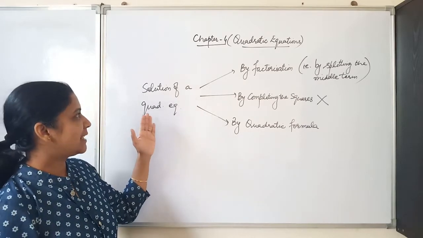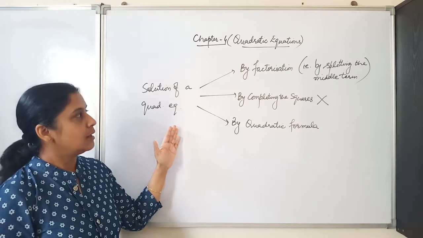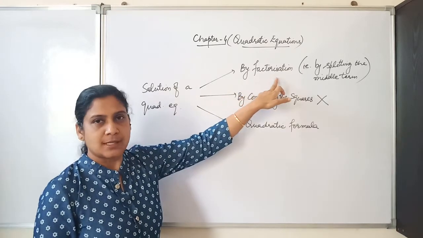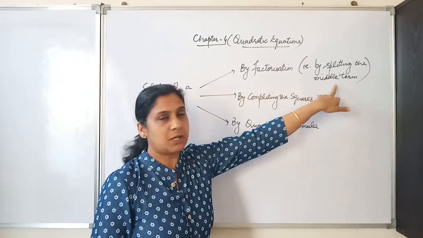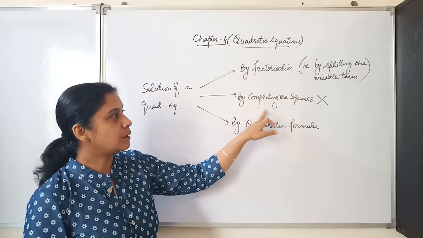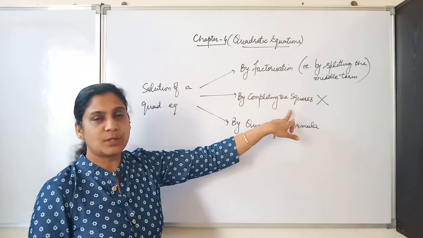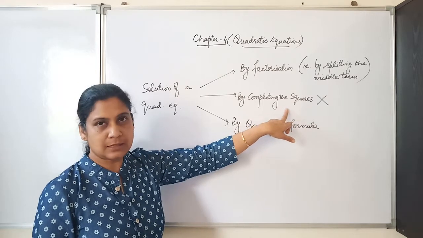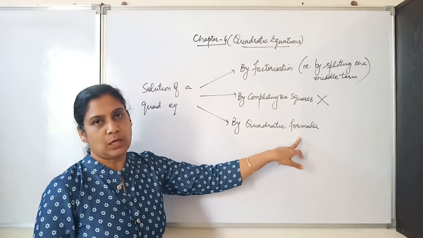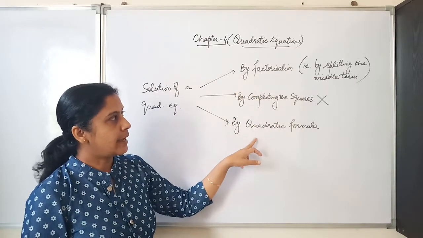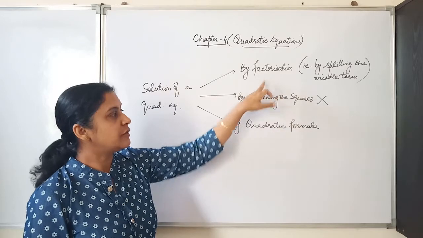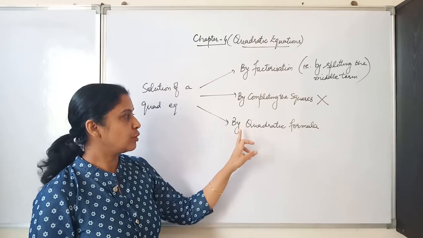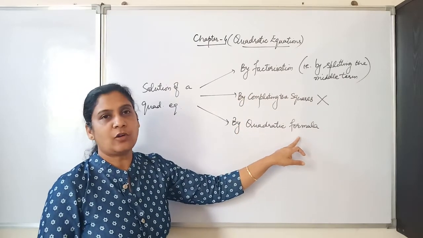Today we are going to take up the solutions of quadratic equations. There are three methods for solving a quadratic equation: by factorization, that is by splitting the middle term; second is by completing the square. This method has been deleted by CBSE from last year only, so we will not be discussing it. And the third is by quadratic formula. Out of these three methods, the second has been deleted. The first and third are still there. The first method, by factorization, we have already done. So today we will be learning by quadratic formula.